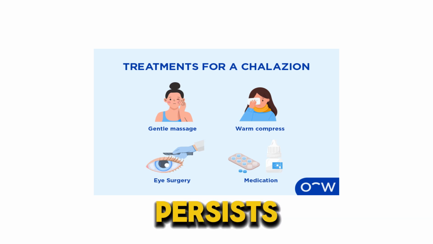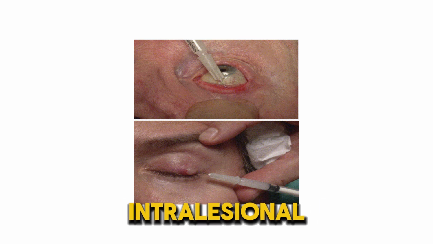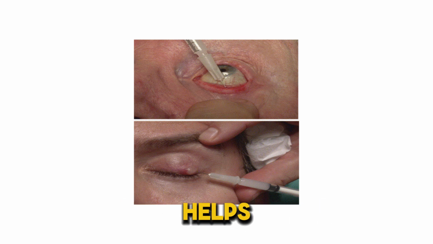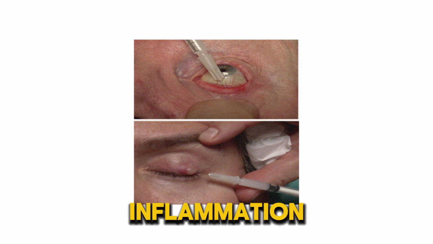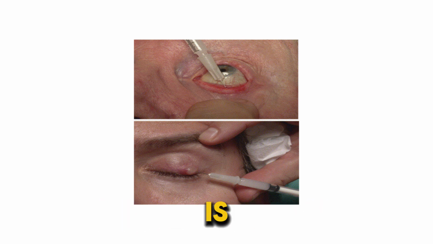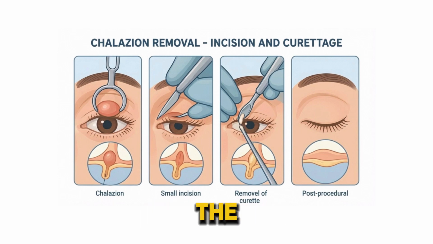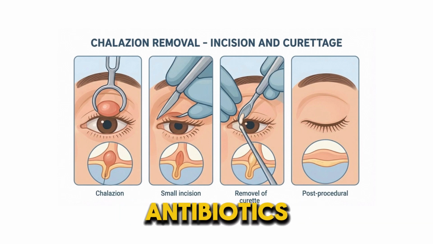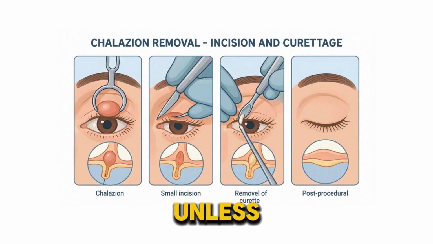If the lesion persists, the next step is intralesional steroid injection, which helps reduce the granulomatous inflammation. For larger or long-standing lesions, the definitive treatment is incision, performed from the conjunctival side. Antibiotics are not routinely indicated unless there is an associated infection.